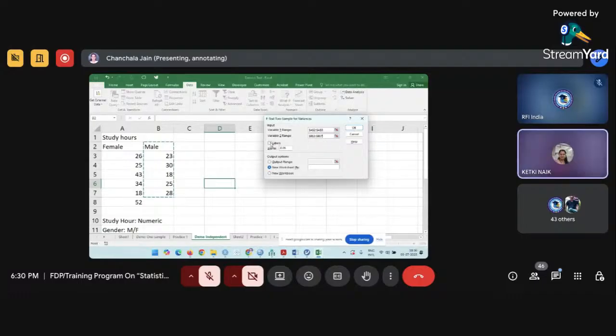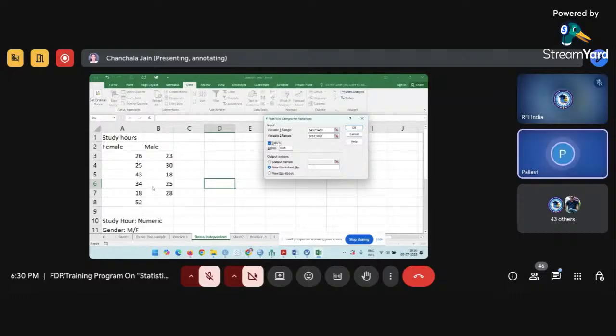Now labels, this checkbox I am selecting because I selected my data including the labels or the headings of the columns. Ma'am, when we are selecting the variable, we have to select the label also. Obviously. Otherwise, statistical tests cannot be performed on categorical or qualitative data. So you need to specify that you have selected the first row in which there are labels. That way, Excel will exclude these and will consider the data from here.